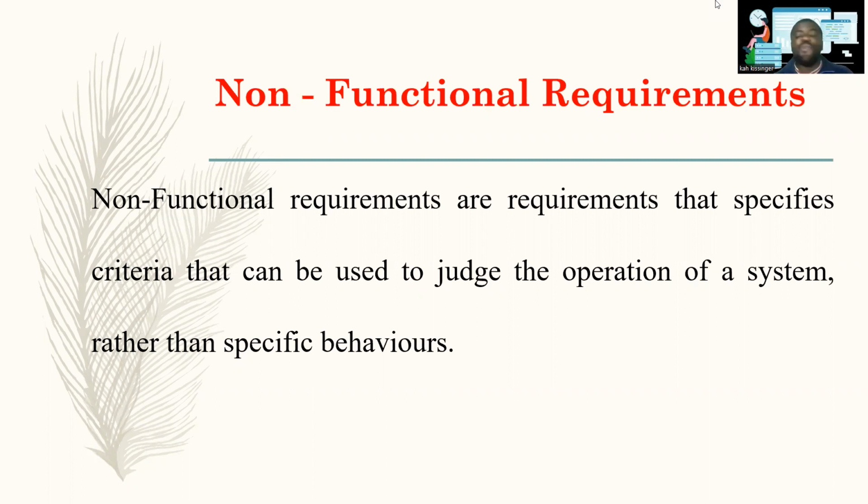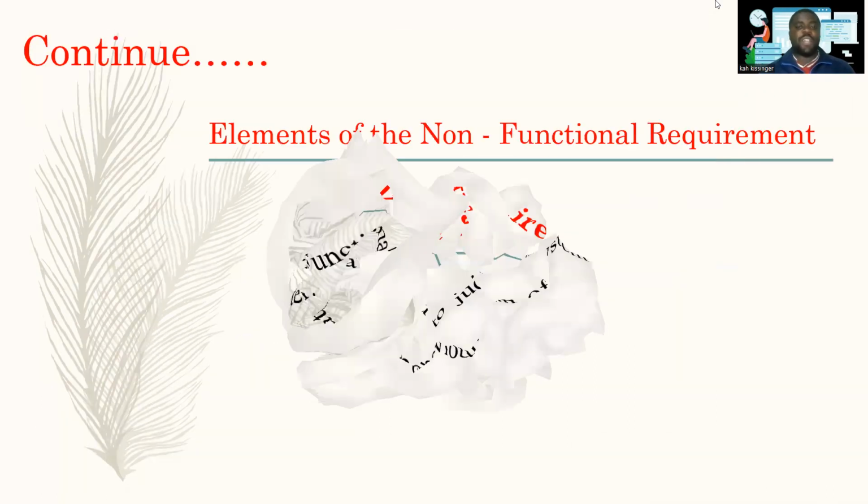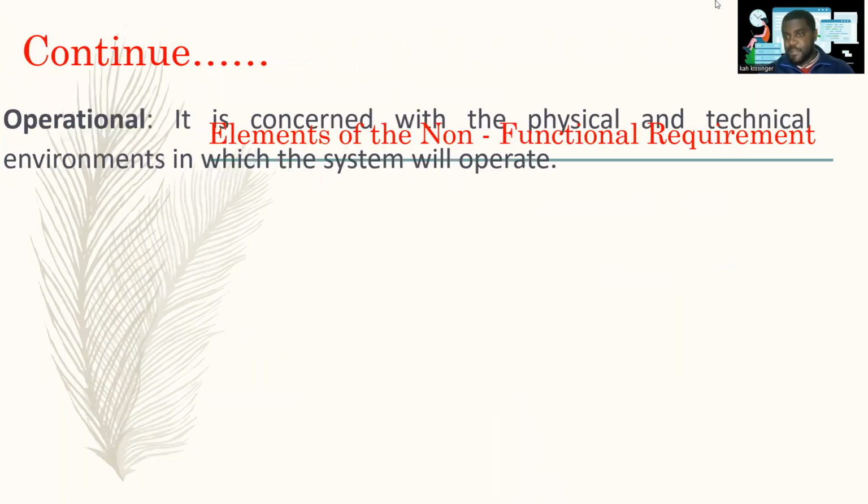It focuses on what criteria you use to judge a system based on the operation of the system. How is the system operating? Based on how the system is operating, judge the system. So it's not focused on behaviors like functional, but here it's more about the criteria to judge the operation of the system. The reason why non-functional requirement has various elements.